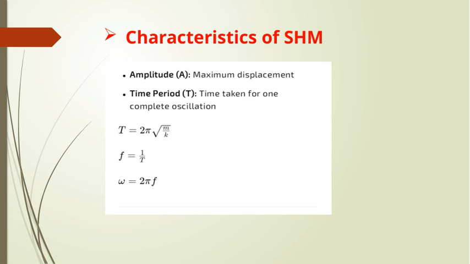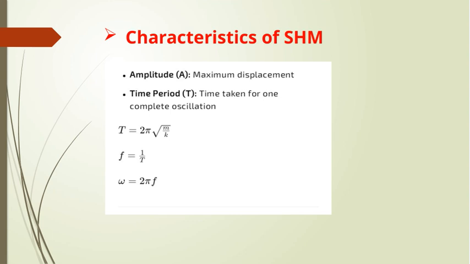First, simple harmonic motion is characterized by its periodic nature, meaning it repeats itself at regular intervals. This regularity is what makes it predictable and easy to analyze. Next, the motion is sinusoidal, which means the displacement, velocity, and acceleration follow a sine or cosine pattern over time. This smooth, wave-like behavior is fundamental to understanding how systems oscillate in SHM.